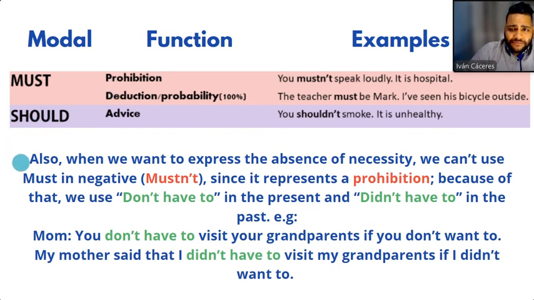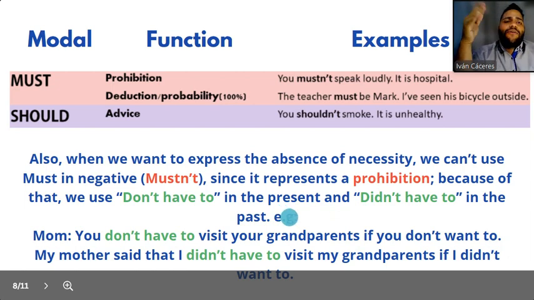Now it says also when we want to express the absence of necessity, okay, we cannot use must in negative or mustn't. Why? Because remember that mustn't is used here, as it says in the example, to talk about prohibitions. So this is prohibited, then we use mustn't. Okay? So it says, since it represents a prohibition, because of that, we use don't have to in the present and didn't have to in the past, and so on with every tense that we need to use.